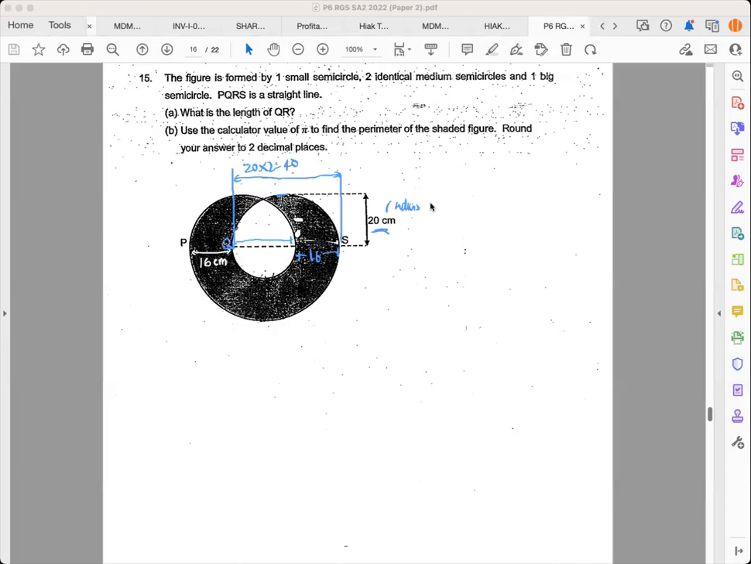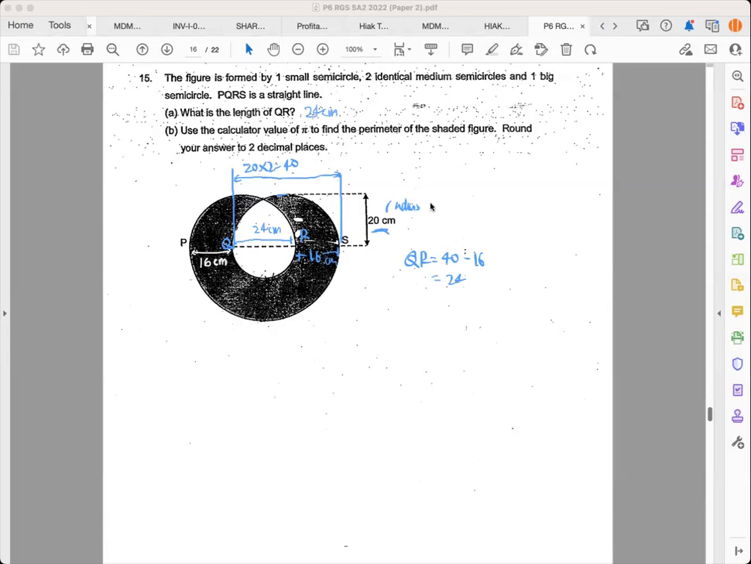Let's call this QR. So QR is equal to 40 take away 16. That gives you 24. So this is 24. The question is looking for the length of QR. Okay, we got it. This is 24 centimeter.